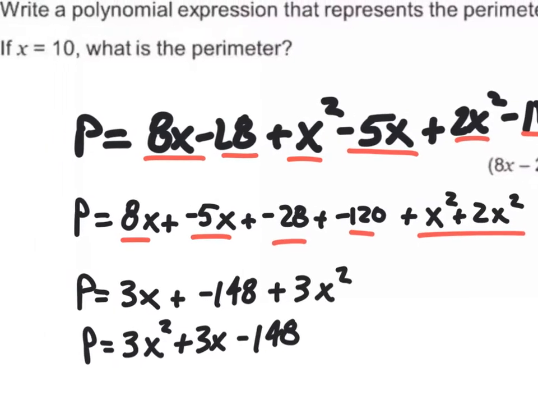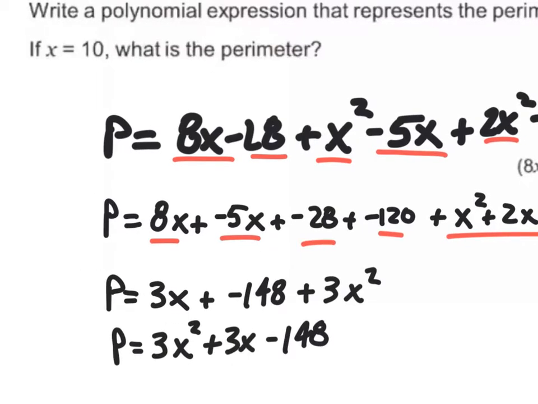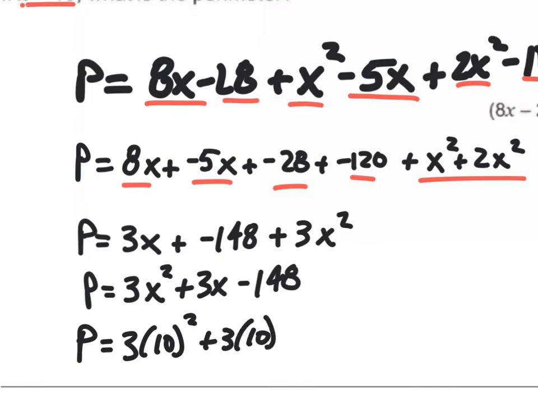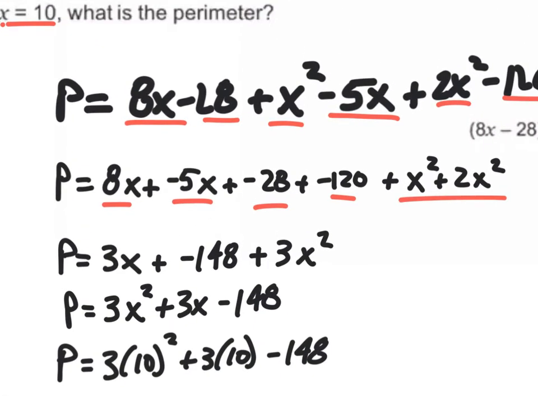So if we do have x equal 10, and I plug that in, let's figure that out. P is equal to 3 times 10 squared plus 3 times 10, and then minus 148. Okay, so now this is all the computation that I have to do. There is algebra involved in combining like terms, but this arithmetic is a lot easier than plugging in 10 up here and adding all those together.